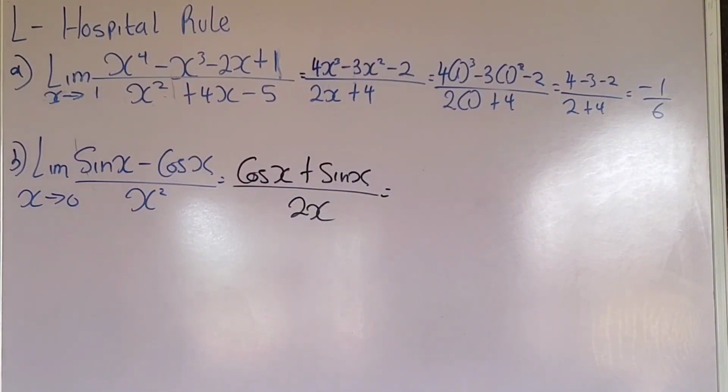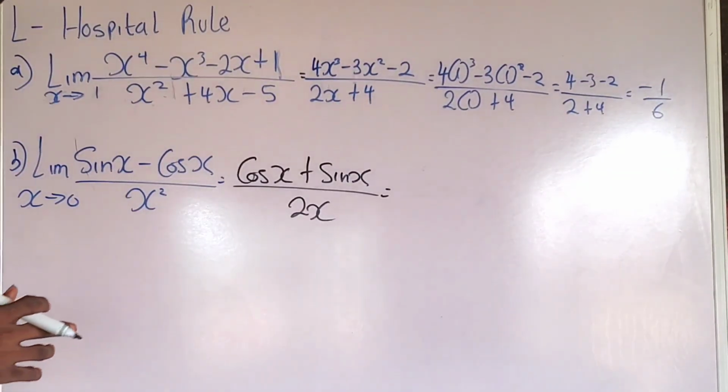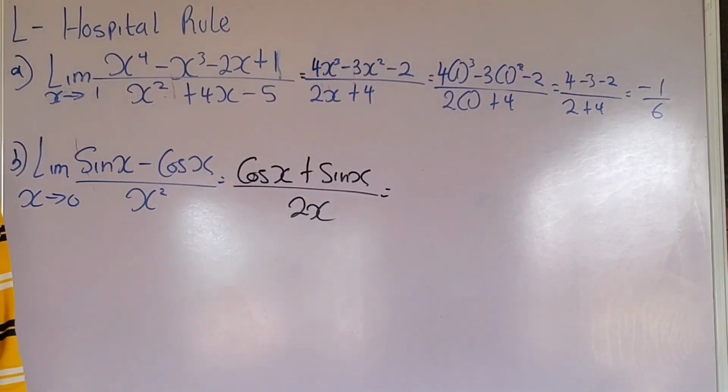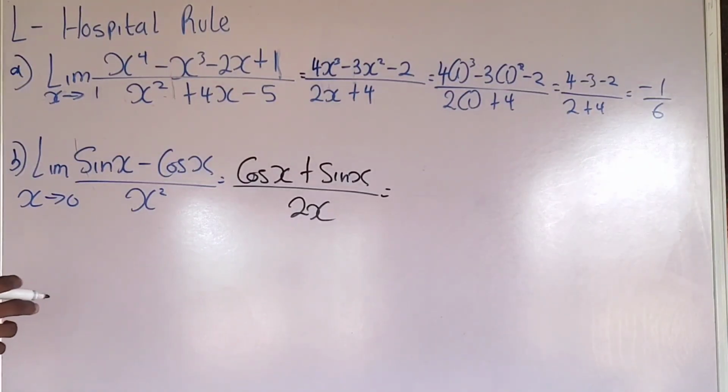Let me explain again. The reason why I differentiate the numerator and the denominator is because when I substitute the value of x as 0, I discover that I'm going to arrive at negative 1 all over 0. So I have to use L'Hospital rule. And according to L'Hospital rule, if you come across a function that direct substitution does not work, you have to differentiate the function. Then you now substitute the value of x, the limiting value again, into that function, okay?